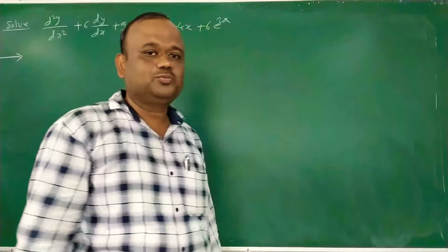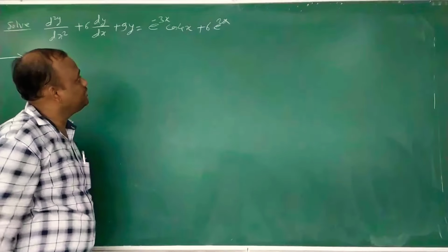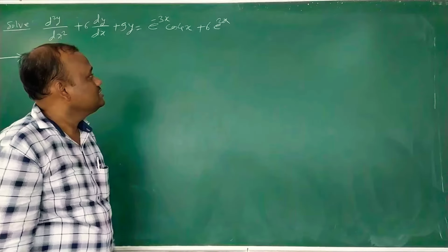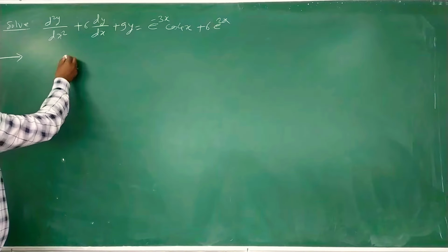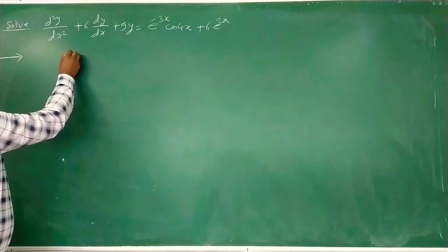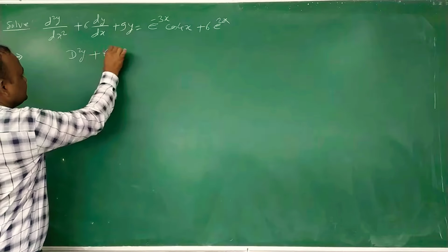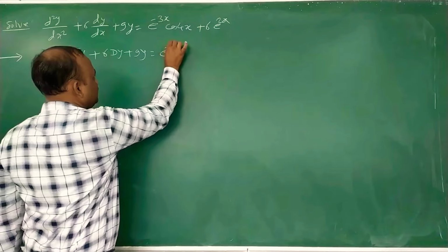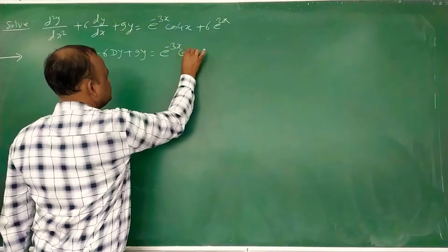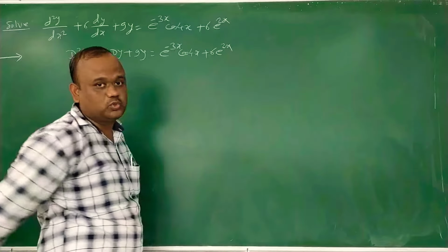Next example of non-homogeneous linear differential equation is: solve d²y/dx² + 6 dy/dx + 9y = e^(-3x) cos 4x + 6e^(2x). So here capital D is not given, but using D = d/dx, how do we write this equation? D²y + 6Dy + 9y = e^(-3x) cos 4x + 6e^(2x).